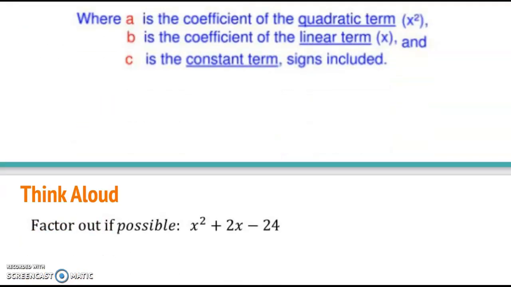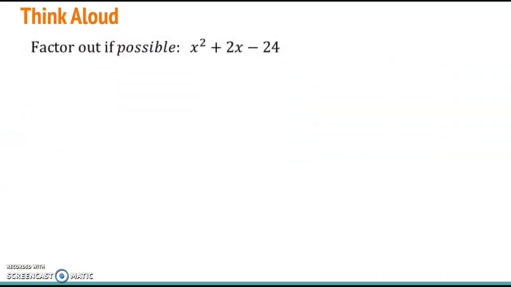We are going to be looking at my first think aloud, and it says factor if possible x squared plus 2x minus 24. So the very first thing I want to do is to make sure that everything has a coefficient. If it doesn't have a coefficient, it has a coefficient of 1. This x squared doesn't show a coefficient, but we know it's just 1. As soon as I see that everything has a coefficient, like 1x squared, 2x, and negative 24, I'm going to be labeling it A, B, C. So I know my terms.